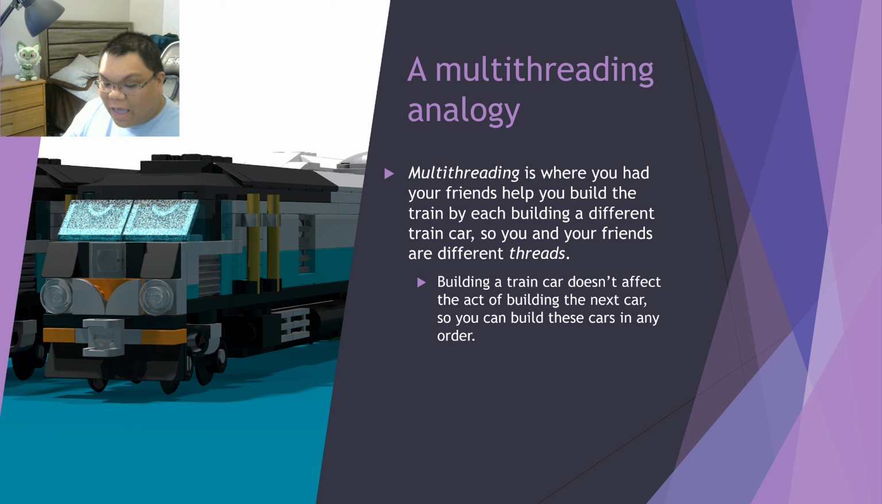Multi-threading is where you have your friends help out by each building a different train car. So you and your friends are different threads because you and your friends are executing different instructions to build different parts of your train. And the reason why we can do this is this. When we build this train, it does not matter in which order we build these train cars. So we can just build the locomotive first, or we can build the boxcar first, or we can build the caboose first. Doesn't matter. What matters is we can build these train cars in any order we want, which in theory means we can build these train cars at the same time.